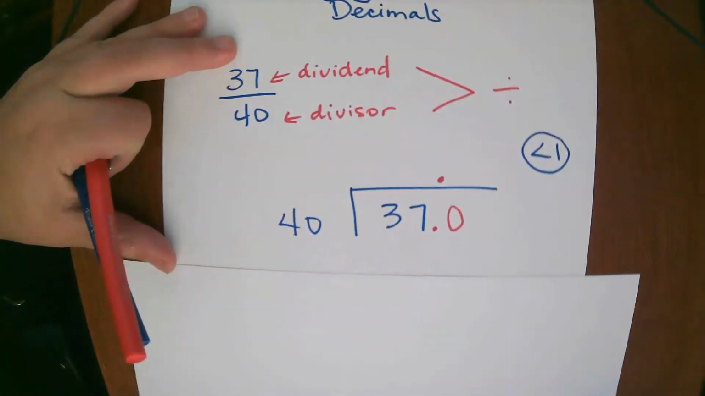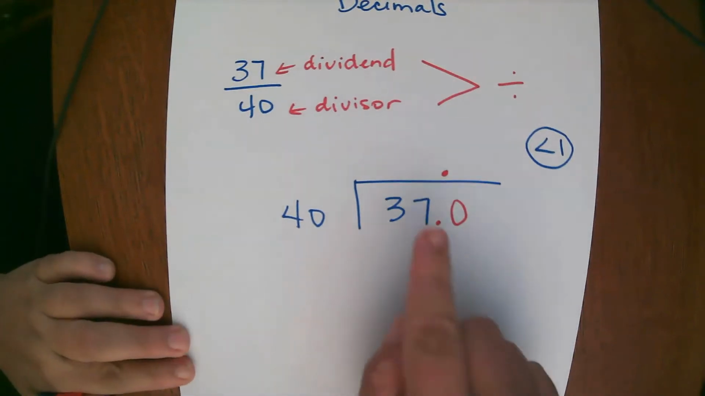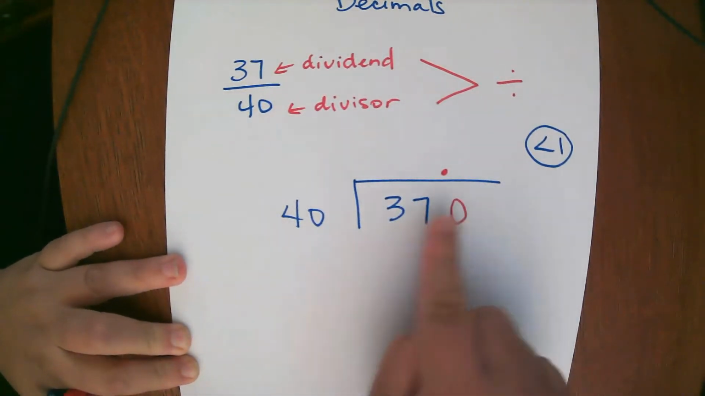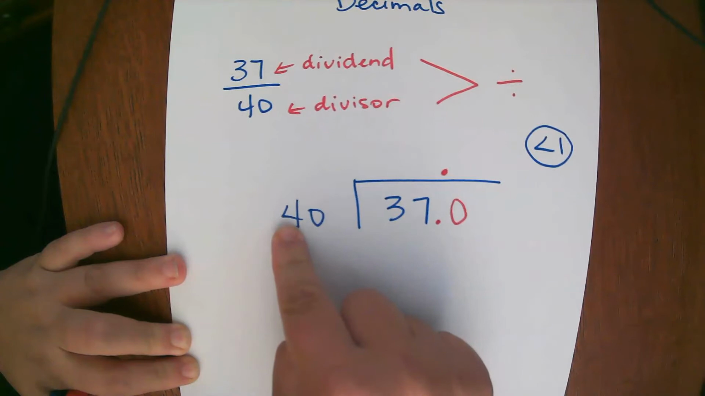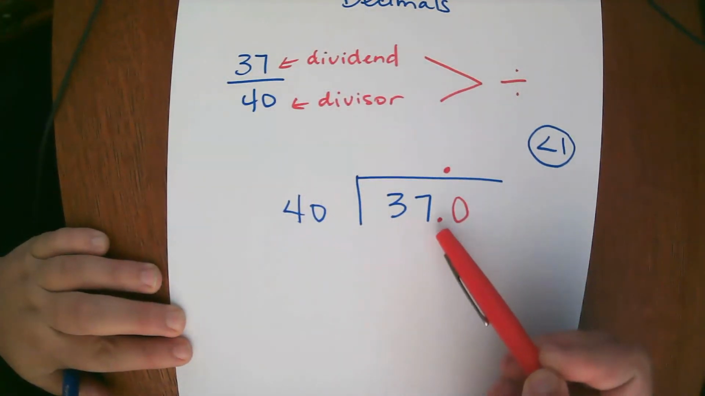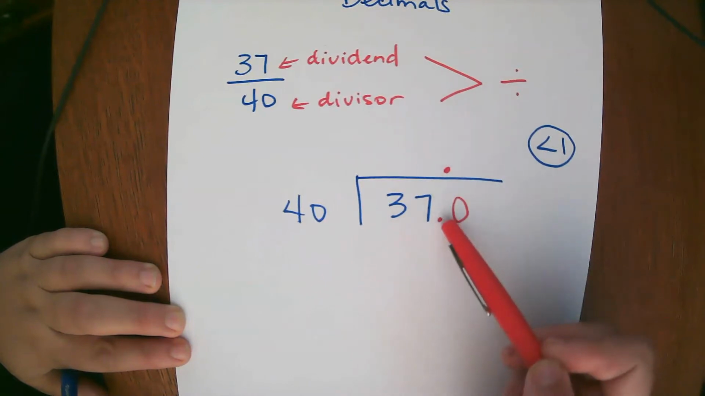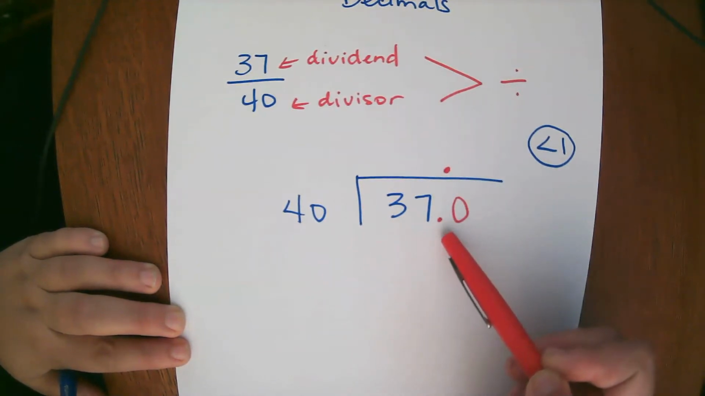So it's going to look like this. So our dividend goes inside the fraction house and our divisor goes outside. Okay. The next thing we're going to do is add a decimal to our dividend, a decimal and a 0. Okay, and we're going to bring that decimal up.